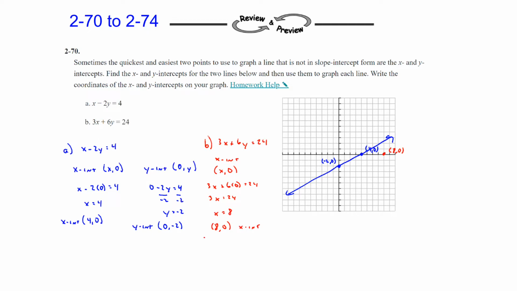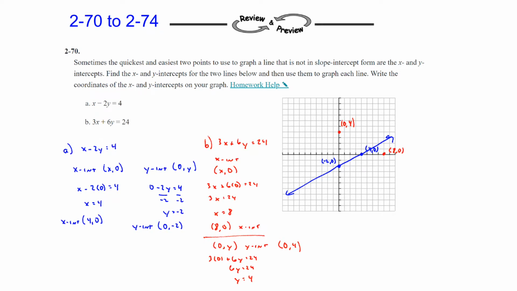And then to find the y-intercept, we are looking for y when x is 0. So 3 times 0 plus 6y equals 24. So 3 times 0 cancels the 3, or 0 plus 6y, divided by 6, and y is equal to 4. So the y-intercept is at 0, 4.